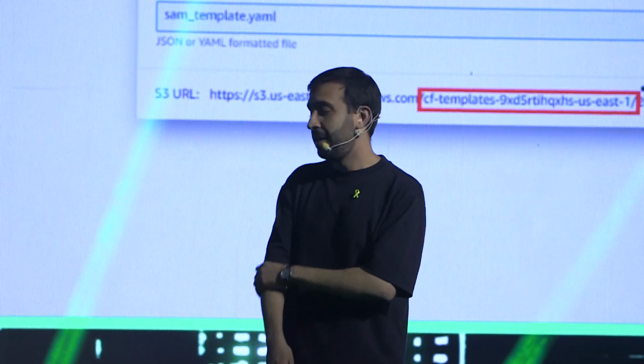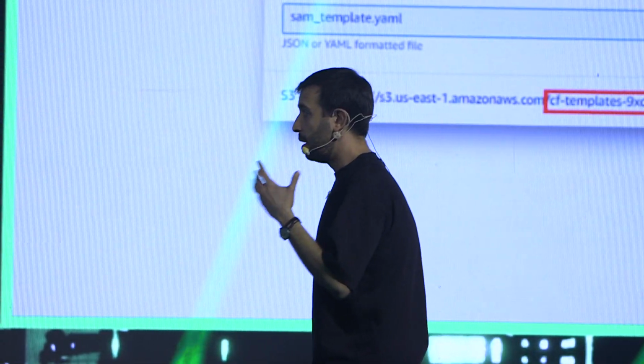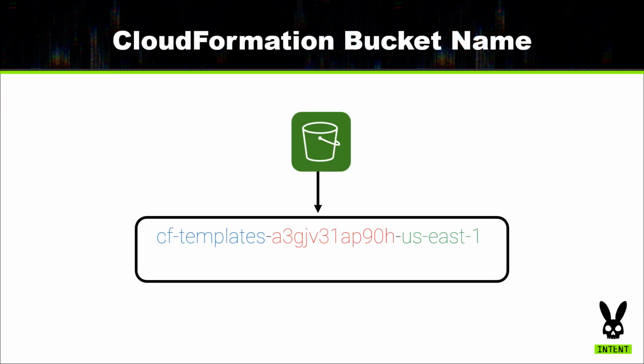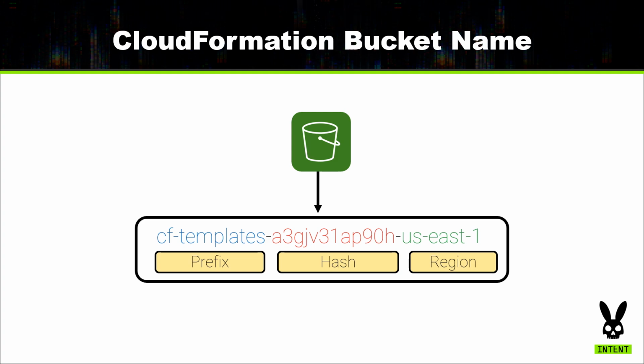And as I said before, when a user uses the CloudFormation service, CloudFormation creates an S3 bucket for the user behind the scenes. Now, I want us to focus on the naming pattern of this S3 bucket. It consists of three parts. First of all, a prefix, which is a constant value, in this case, cf-templates. Then, a hash, which is a unique value per account. And then we have the region, which is related to where the user initiates the CloudFormation service.